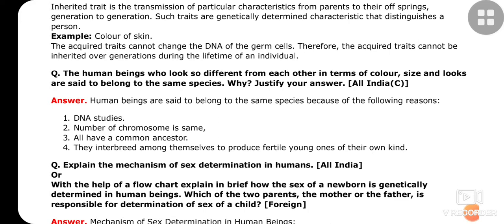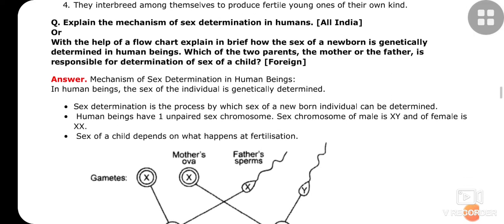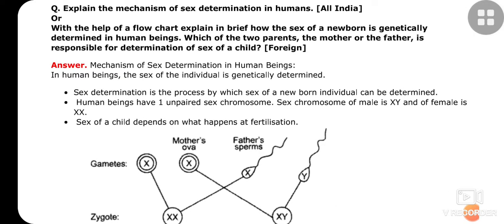Now explain the mechanism of sex determination in humans. This question can also be asked in another form, that is, with the help of a flow chart, explain in brief how the sex of a newborn is genetically determined in human beings. Which of the two parents, the mother or the father, is responsible for determination of sex of a child? And the answer here is, mechanism of sex determination in human beings.